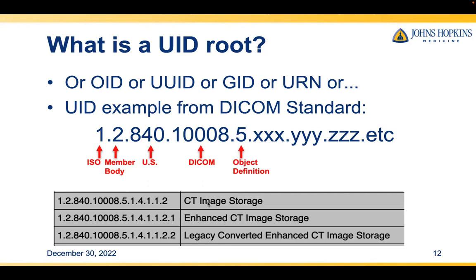This is the original CT image definition in 1993, and this came about later to deal with things like image stacks and multi-frame images. And then you can also see that there's the 2.2, which is legacy converted enhanced CT image storage. So anything that, once you get to the 2, probably has to do with CT. However, you're not supposed to try and interpret the different components of this UID. You should just take it and compare it as an entire complete number.